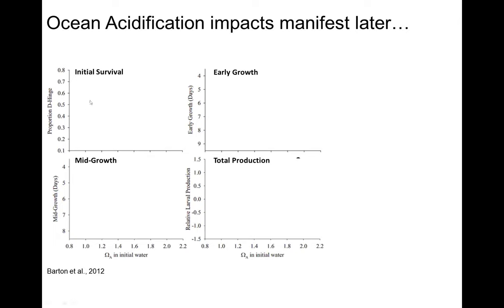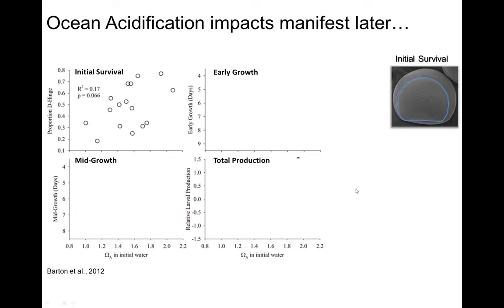And then there's a number of graphs here starting from the upper left, I'm calling initial survival, which will be the first metric, and then early growth, mid-growth, and total production. The initial survival is just a measure of the proportion of eggs that make it to that D-hinge stage. The early and mid-growth, you'll see these numbers are reversed on the axes, and we're calling that days. This is basically just a benchmark for how long it takes a larva to get to a certain sieve size that they're big enough. And then finally, the total production is essentially the change in culture tanks over the entire cohort production cycle.